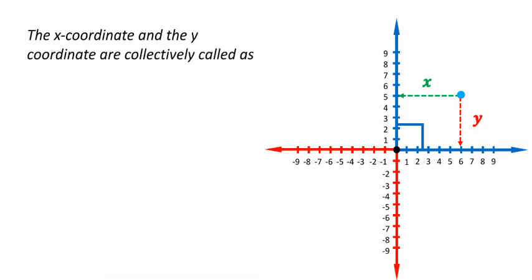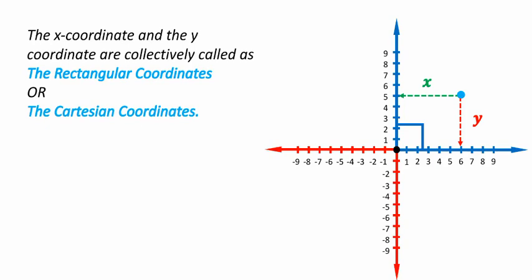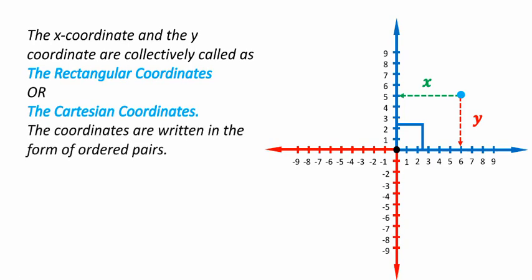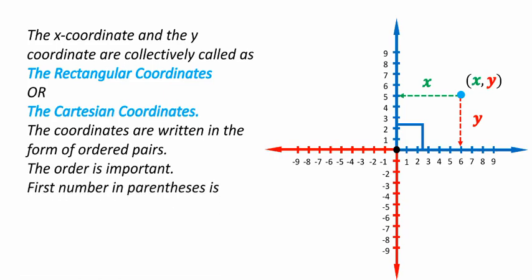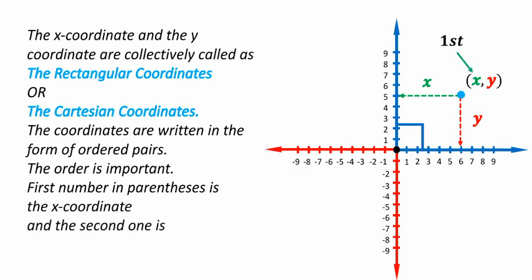The x-coordinate and the y-coordinate are collectively called the rectangular coordinates or the Cartesian coordinates. The coordinates are written in the form of ordered pairs. The order is important. The first number in parentheses is the x-coordinate, and the second one is the y-coordinate.